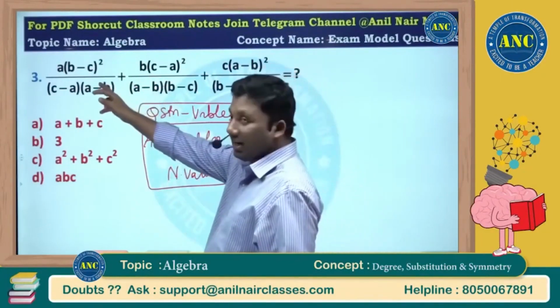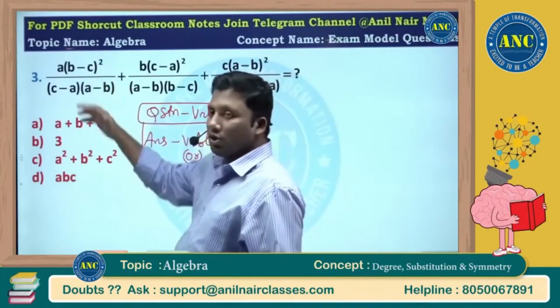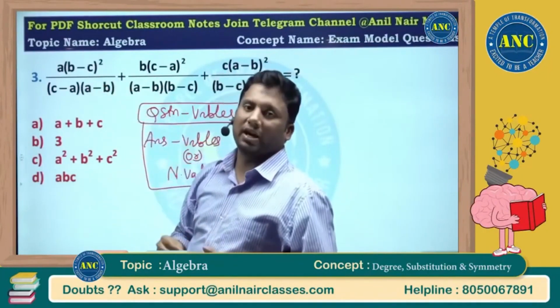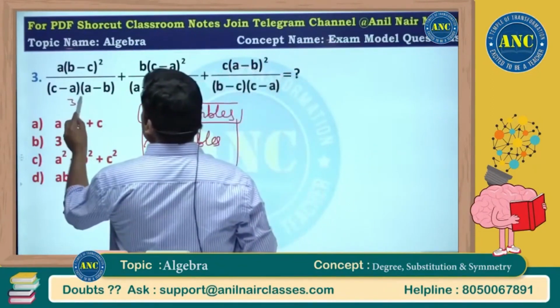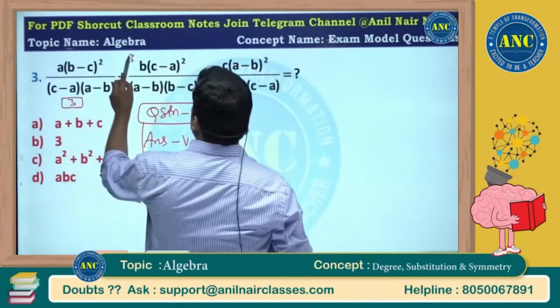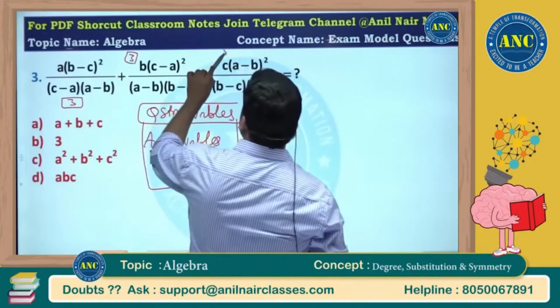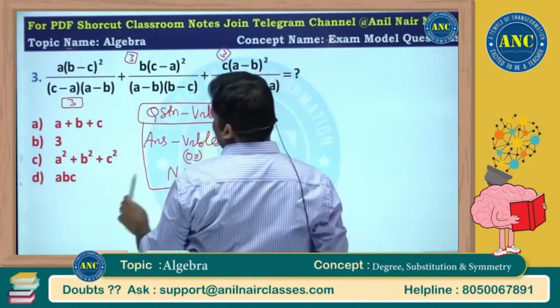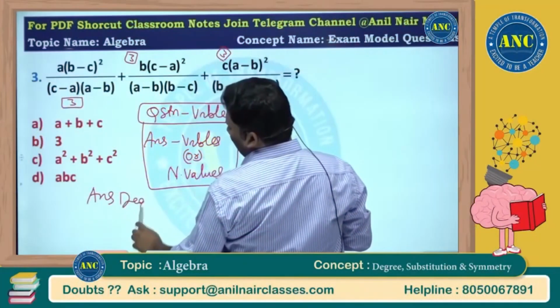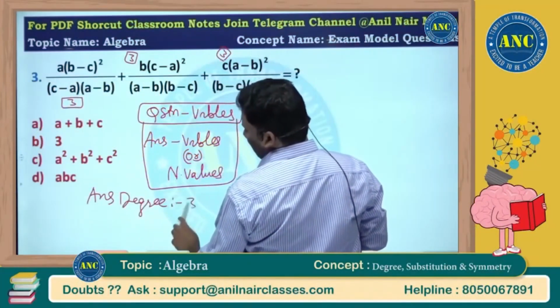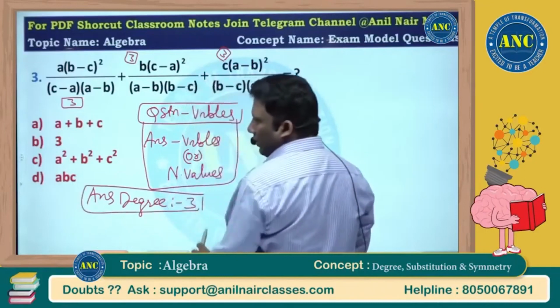What is the degree? There are three terms. A into b minus c whole square, b square plus c square minus 2bc. So this is degree 3. This is also degree 3. This is also degree 3. Answer degree should be 3.